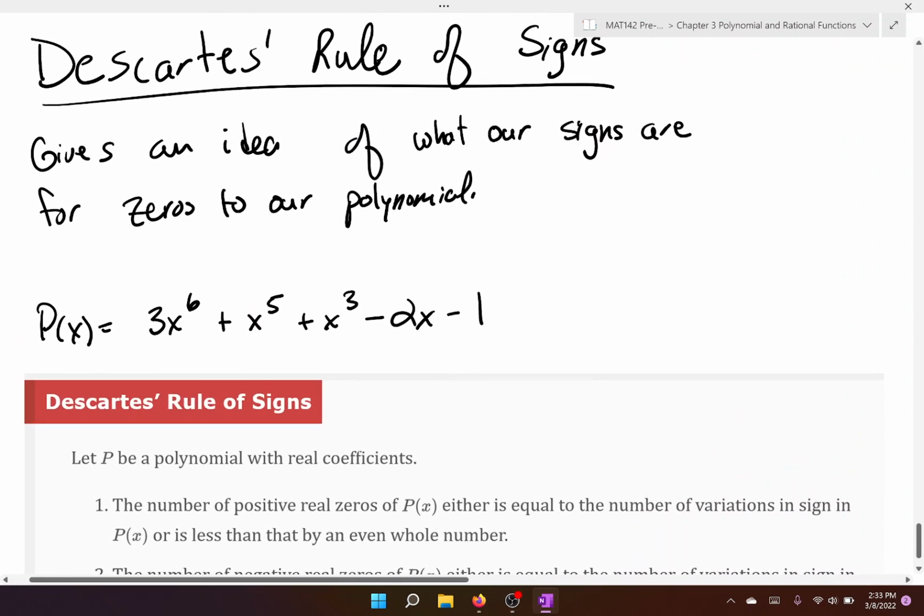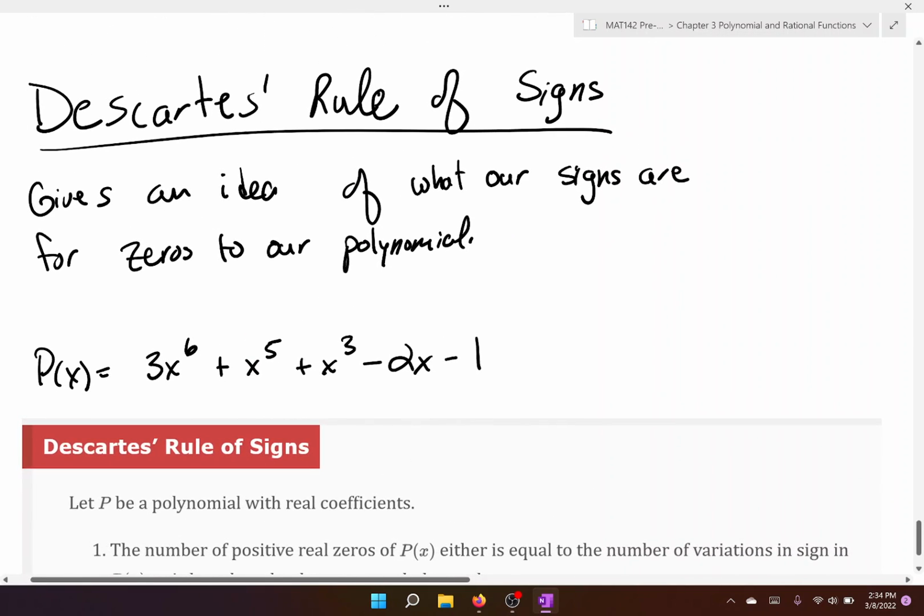All right, so today in this little video, like I said, it's going to be a really small one. We're just going to talk about Descartes' rule of signs. Now, this property is really just a tool. It just gives us an idea of what our signs will look like for the zeros to our polynomial.